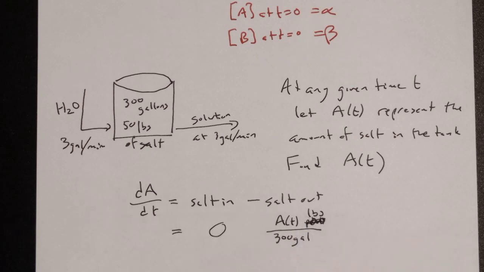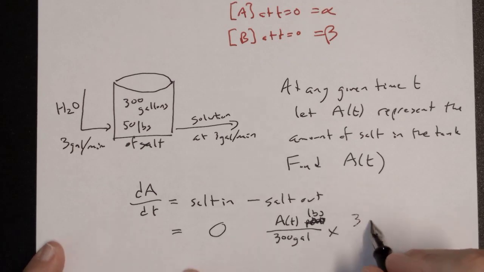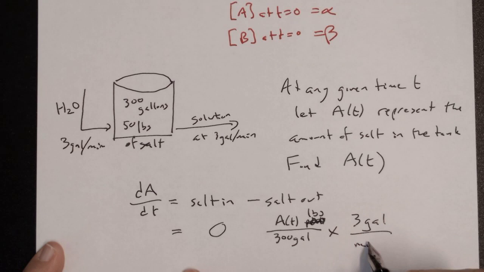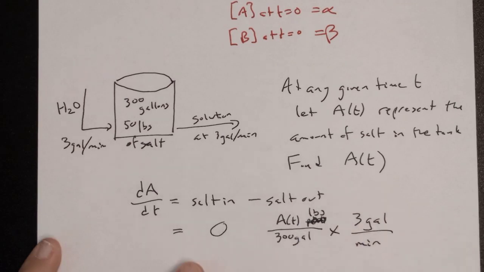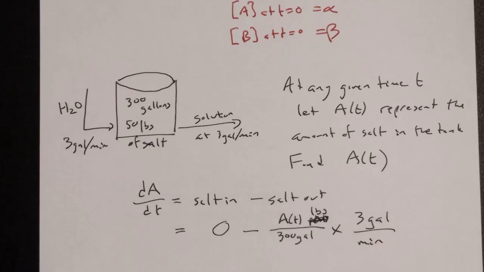But wait a minute, that's pounds per gallon, not pounds per minute. How do I get that to pounds per minute? How fast is the stuff coming out? So I will multiply by 3 gallons per minute, and the gallon will cancel. I'll get pounds per minute. That works, and that's salt coming out.